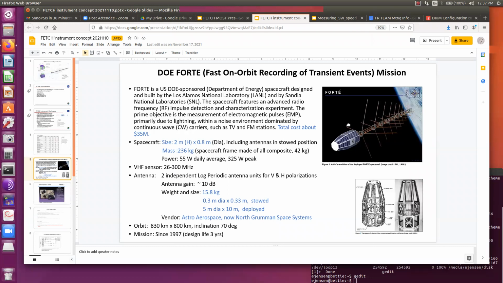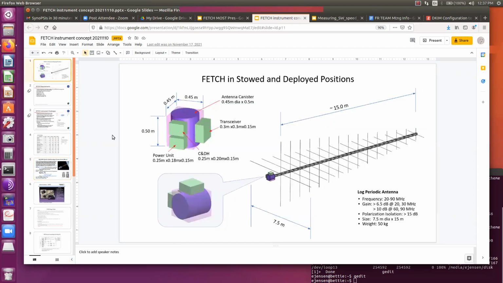And so based on our initial calculations, that will not have too much of an impact on what we ultimately are capable of measuring. What's interesting about this particular antenna is that in the stowed position, it's very reasonably sized for fitting within your launcher. So it's 0.5 meter in this direction, and then 0.45 meters on either side of this cylinder that holds the antenna.